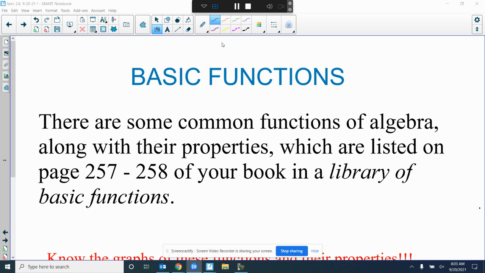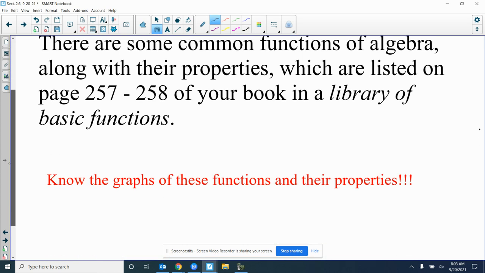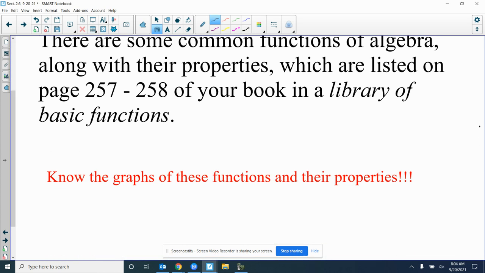All right, so those are your common functions that talk about domain, range, where it's increasing, where it's decreasing, what it is symmetric about, even and odd, all that good stuff. You need to know the graphs of these functions and their properties. Well, you should know them for the most part, okay? Like I said, I'm not going to ask you about the cube root function, something that you're really not that familiar with. But the others you should have seen before.